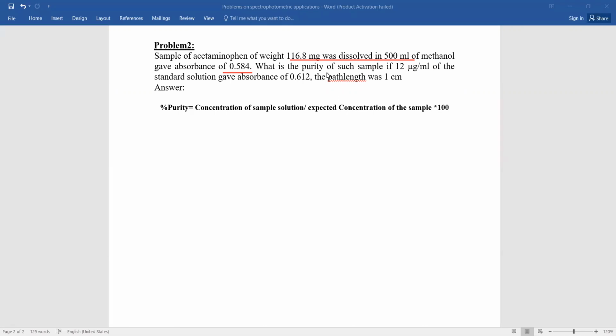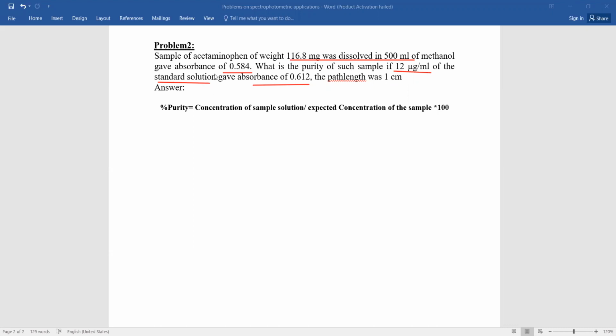What is the purity of such a sample if 12 microgram per milli of standard solution, so 12 microgram per milli is the concentration of the standard solution, gave absorbance 0.612? So this is the absorbance for the standard solution. The path length was 1 centimeter, so this is the b, or the path length. What's needed in the question is the purity of the sample.